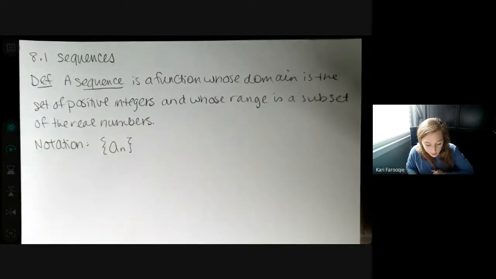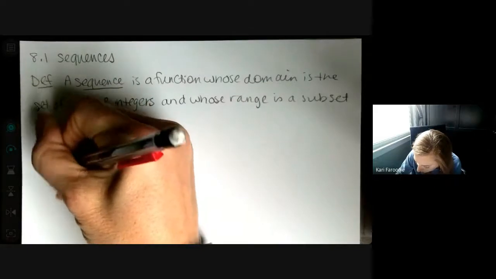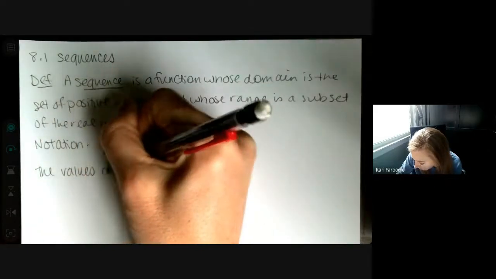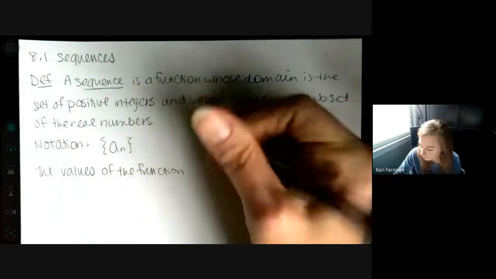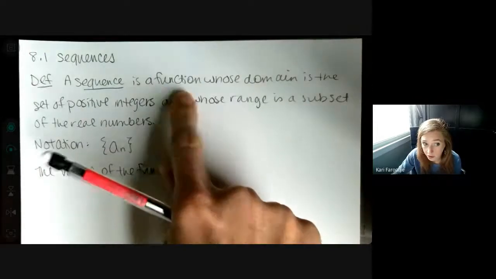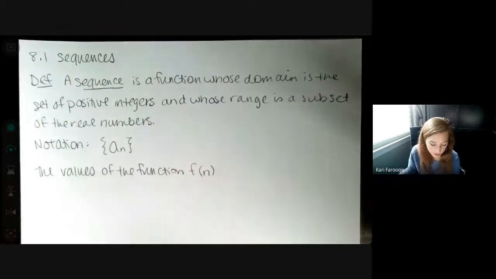The values of the function f of n are called terms of the sequence. So I told you a sequence is a function. So the values of the function, and we usually denote anything with sequences using n and not x, because we're really just denoting that these are going to be positive integers, kind of sets apart the sequence from a regular function. So the values of the function are called the terms of the sequence.